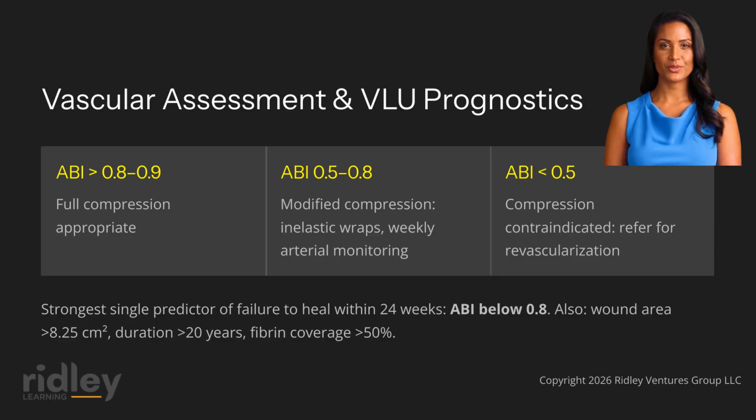Independent predictors of failure to heal within 24 weeks include larger wound area, longer wound duration, history of venous ligation or stripping, ABI less than 0.8, which is the strongest single predictor, with an adjusted odds ratio of 9.25, and greater than 50% fibrin coverage of the wound surface. These prognostic indicators let you identify patients at high risk for treatment failure early on, so you can get them to specialist wound care services sooner rather than later.